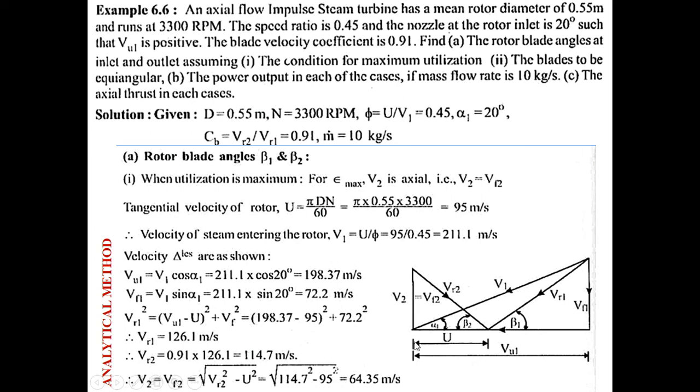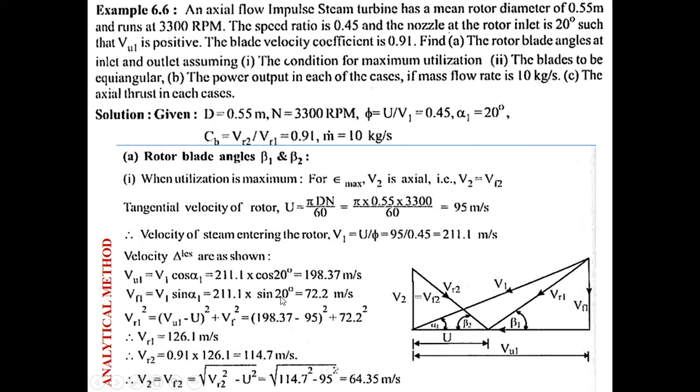But what about VU2? For the first condition, for maximum utilization factor, VU2 should be 0. No extra energy should be left on the exit side, so V2 should be very less. V2 cannot be 0 for a turbo machine with steady flow. So V2 should be made VF2. There is no value for VU2, so VU2 is 0 here.